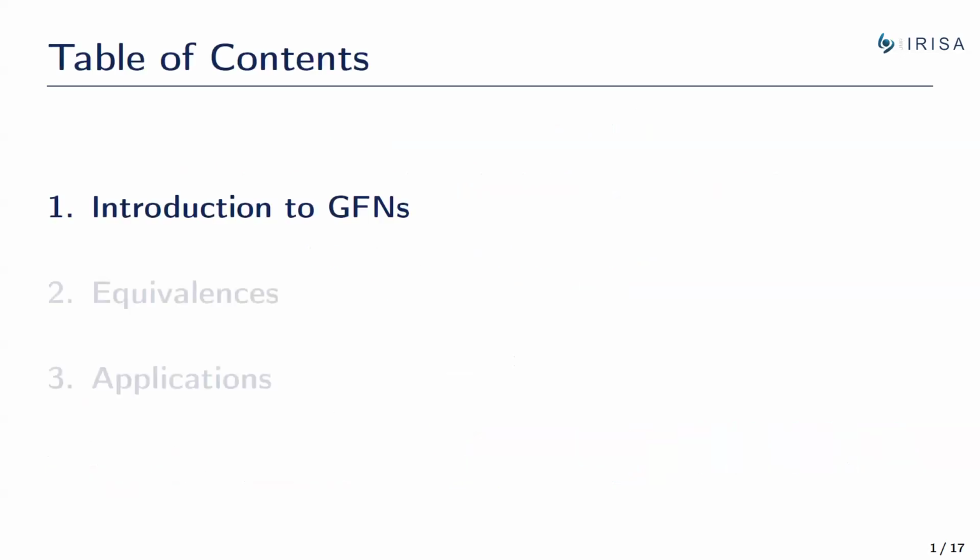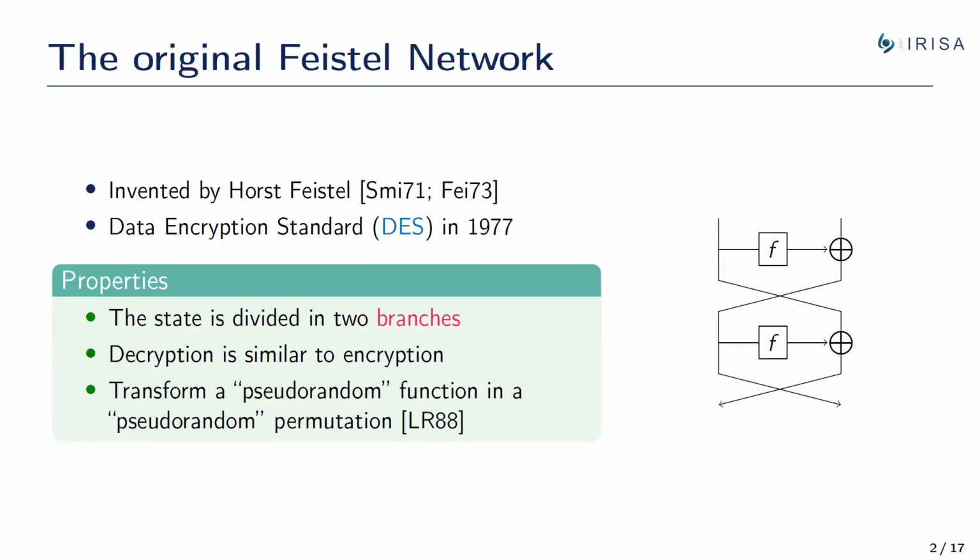So let's first look at GFNs. At the beginning, there was the Feistel network, the one that was standardized in the DES in 1977, and the one that has been used in so many block ciphers since. In this design, the state is divided in two equal parts that are called branches, and at each round, the left branch enters a nonlinear function, and the output is XORed to the other branch. And then the two branches are swapped.